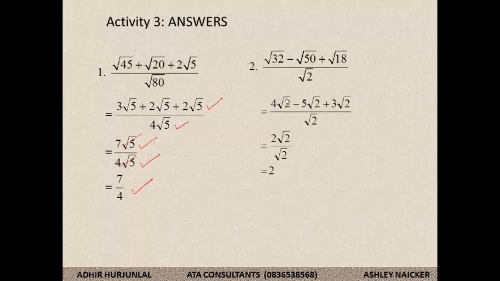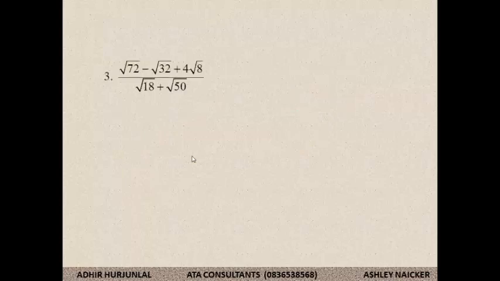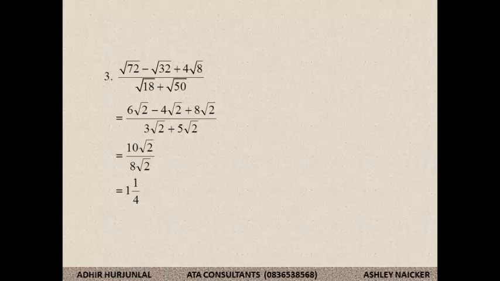The square root of 32 is 4 root 2. The square root of 50, 5 root 2. The square root of 18, 3 root 2, all over root 2. Numerator, denominator, cancels, cancels. You're left with an answer there of 2. Example number 3. Now I'm not going to waste too much time. You have attempted this. Correct. Remember, cancels, cancels. 10 over 8 is the same as 1 and 1 over 4.